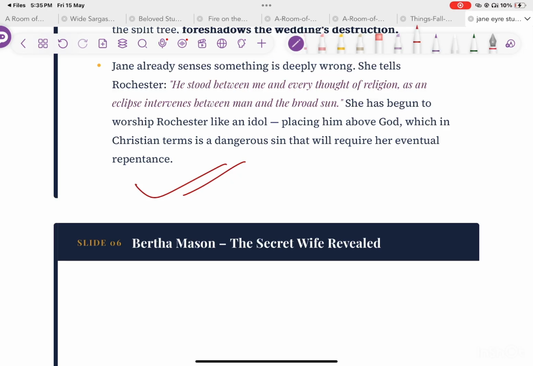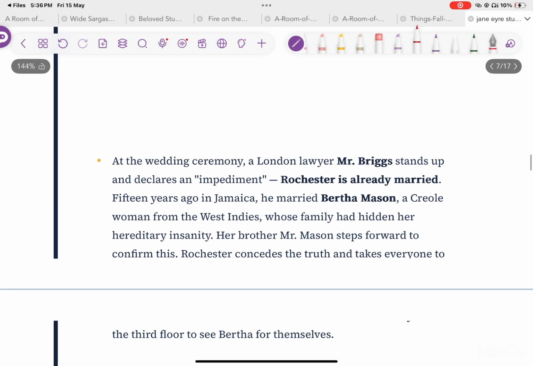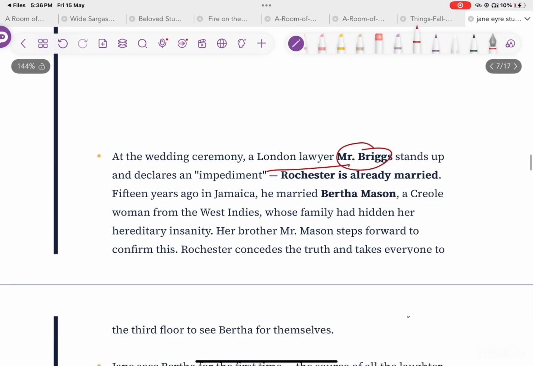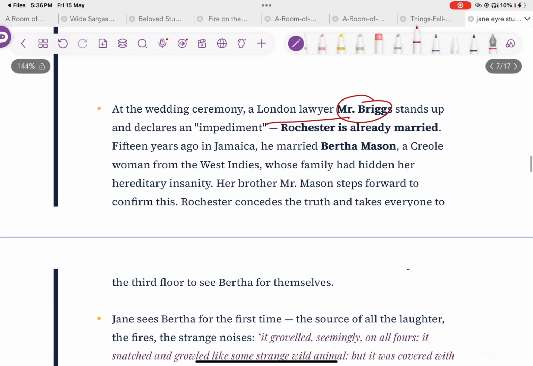So, Bertha Mason, the secret wife, is revealed at the wedding ceremony. London lawyer Mr. Briggs stands up and declares an impediment. Rochester is already married. Fifteen years ago in Jamaica, he married Bertha Mason, a Creole woman from the West Indies whose family had hidden her hereditary insanity. Her brother, Mr. Mason, steps forward to confirm this.